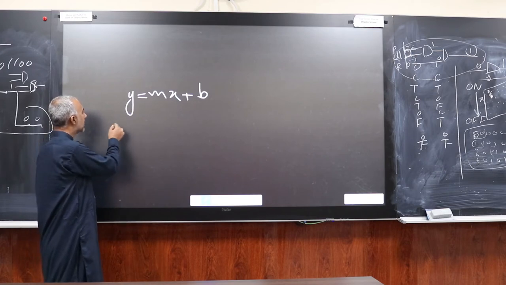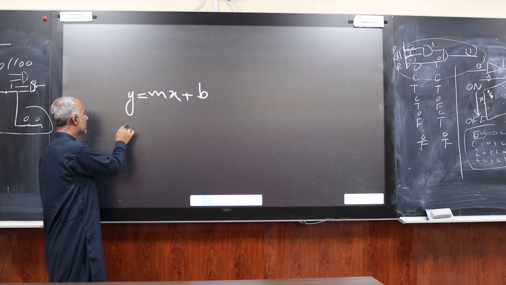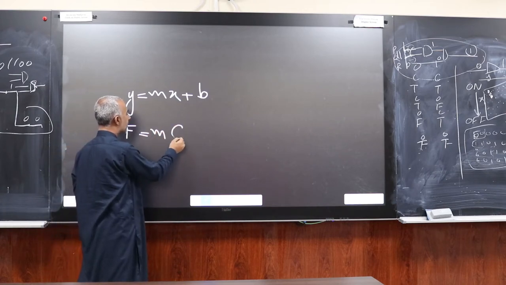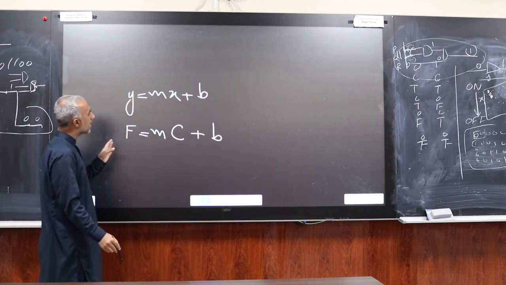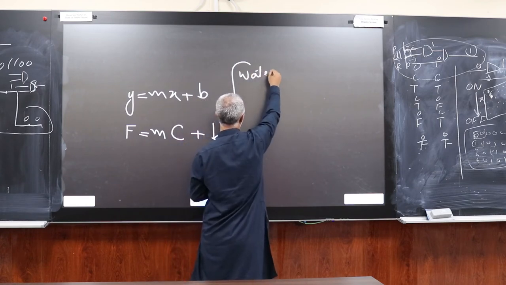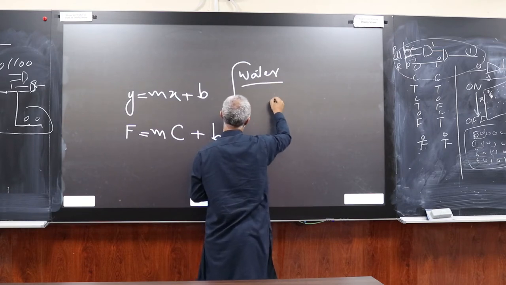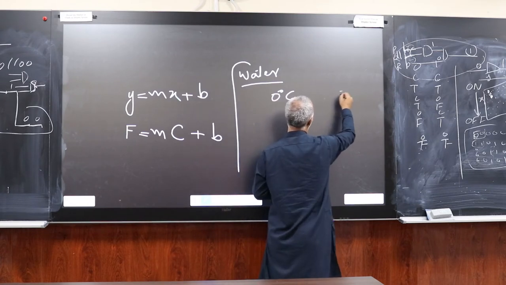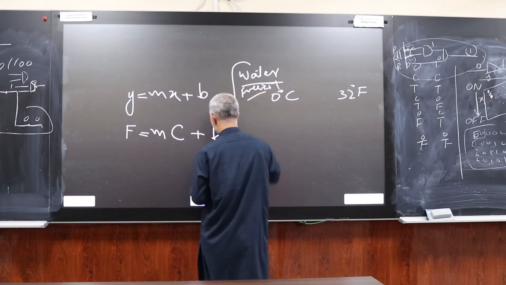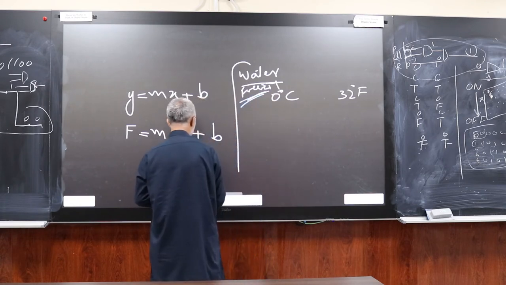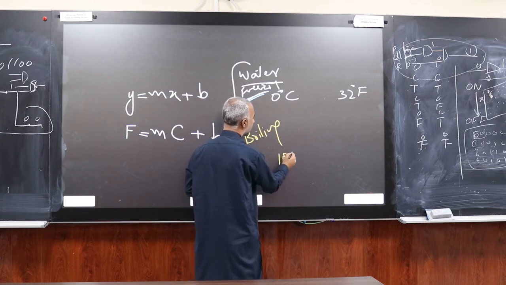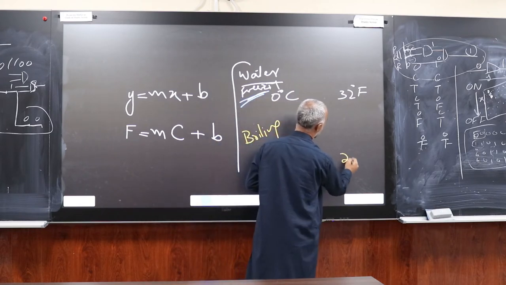If I consider, from the last lecture, the temperature conversion from Celsius to Fahrenheit, F equals mC plus b. In the standard case of water, the freezing point is 0 in Celsius and 32 in Fahrenheit. If I am talking about the boiling point, in Celsius it's 100 degrees centigrade and in Fahrenheit it's 212.